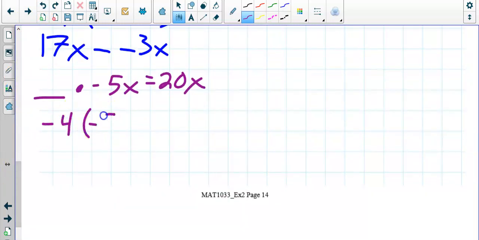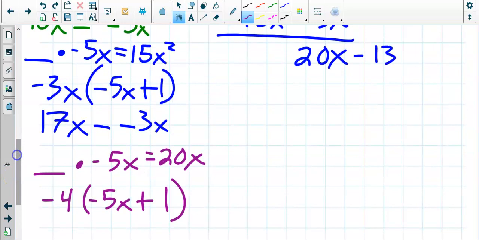Negative 4 times negative 5x plus 1. What's negative 4 times negative 5x? Which we knew was going to happen. It's not a surprise. What's negative 4 times 1? Negative 4.